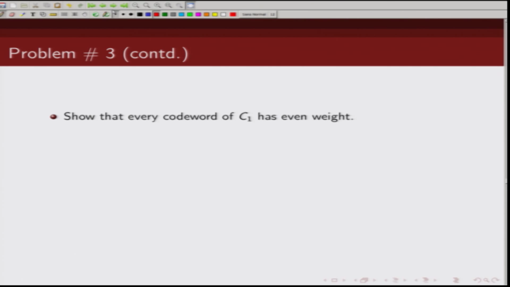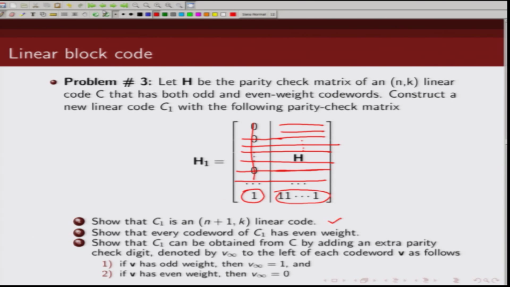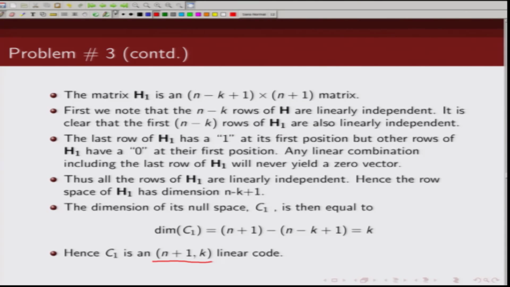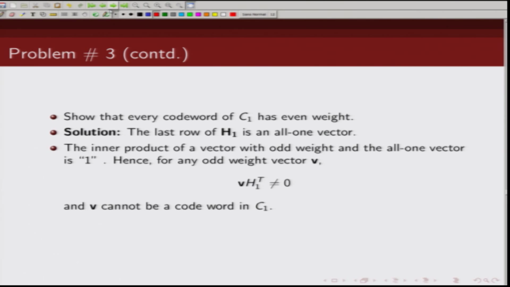Next we are going to show that every code word of C1 has even weight. So, how do we prove this? Please note that the last row of this parity check matrix H1 contains the all 1 vector. If you go back, recall the last row of this parity check matrix has all 1s, and if V is a valid code word, what property does it satisfy? If V is a valid code word, then V H transpose should be 0.